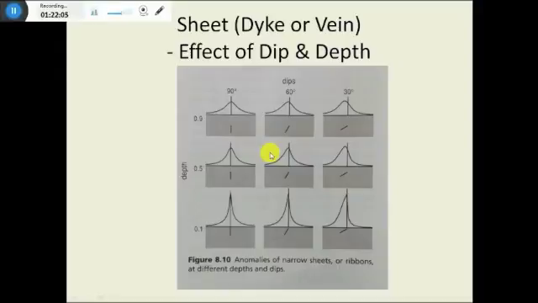So these are all just different features you can look for when you're interpreting data, and you can say, oh well, this is a very sharp anomaly, it's probably due to a shallow body, and it's a very broad anomaly, it's probably due to a deeper body.